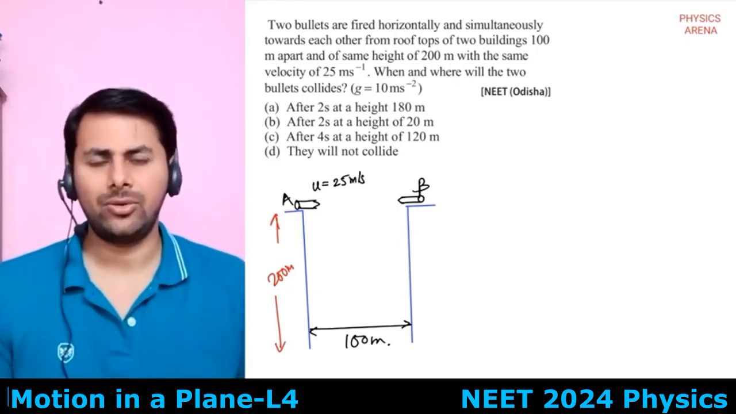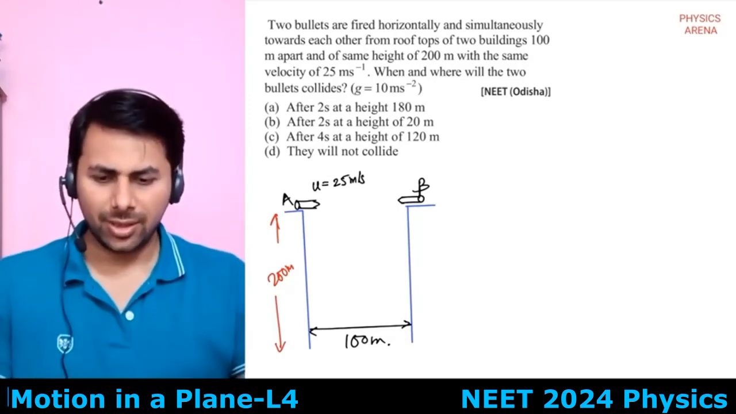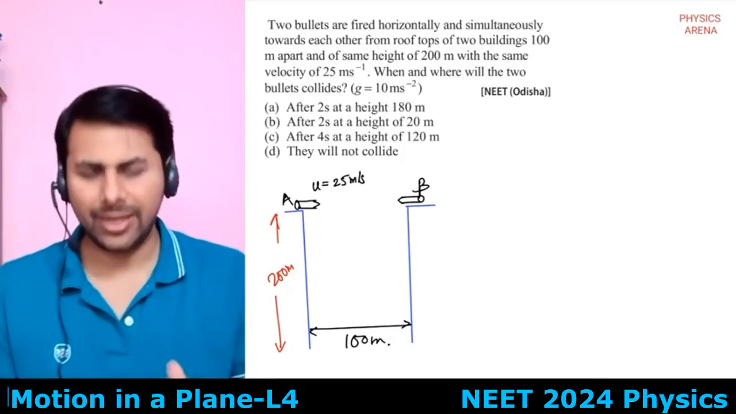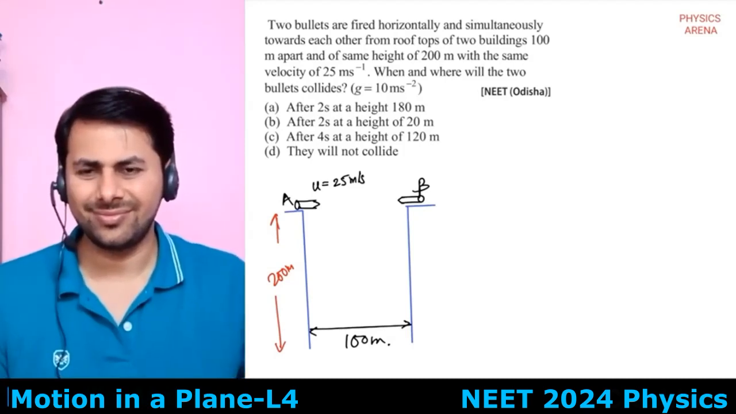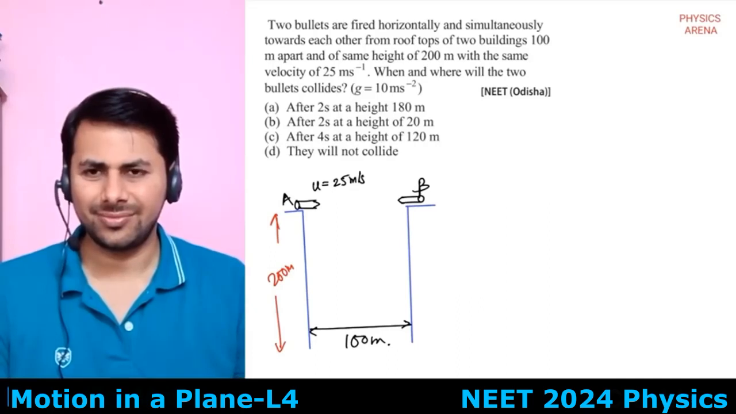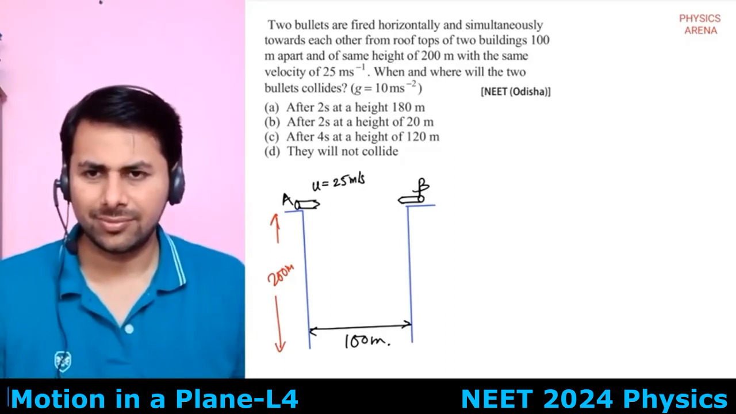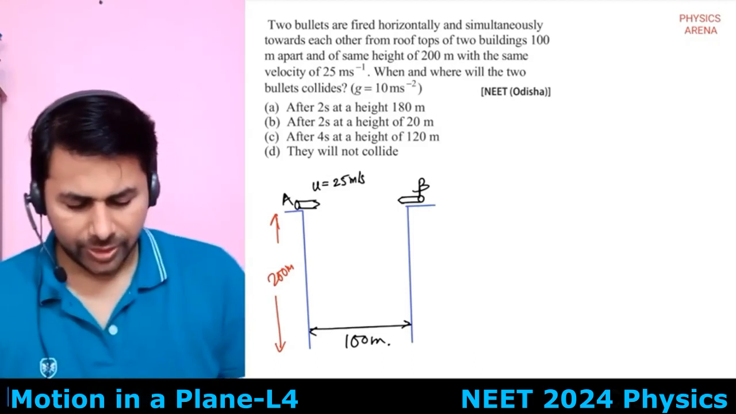Suppose instead of bullets, you have two cars. They are moving with 25 meters per second towards each other and they are 100 meters apart. In what time will they collide? 4 seconds, right? Right, Ganga? Okay. So they will collide in 4 seconds.